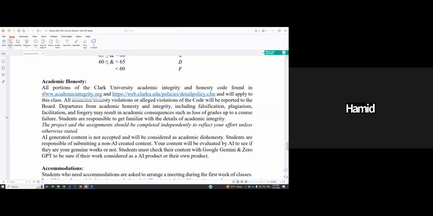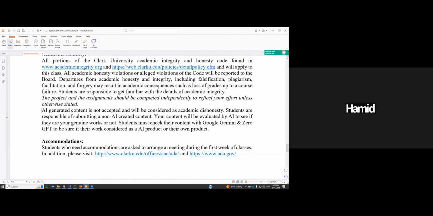About academic honesty and integrity, please follow university codes. You can use AI to get inspired. You can use AI to resolve your coding issues, but you should do your own. You should submit your own work. You cannot just give commands to AI, let's say ChatGPT or Google Gemini, and let them create your final project.